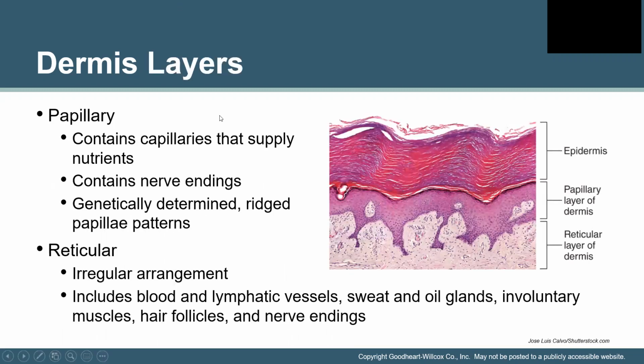I mentioned the dermis itself has two layers. The outermost layer is called the papillary layer, named after the dermal papillae that protrude up into the epidermis, and this is actually what gives us our fingerprints. Some of the dermal papillae contain capillaries that supply nutrients up into the epidermis. Other dermal papillae contain nerve endings that help with sensing touch and pain.